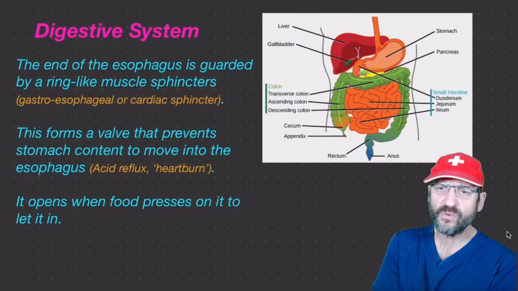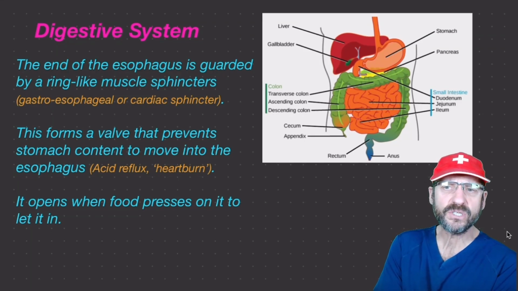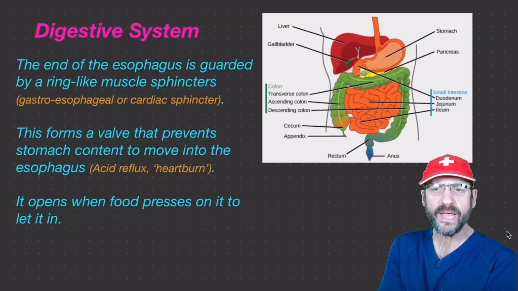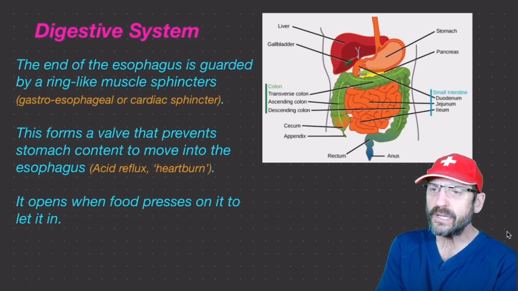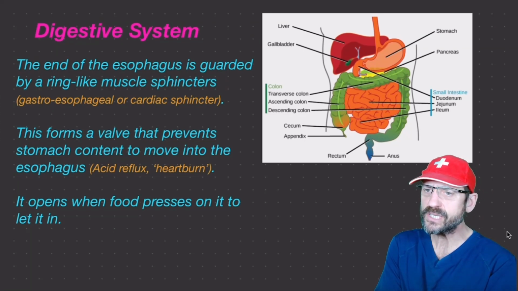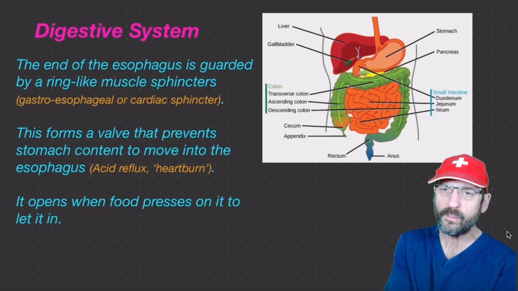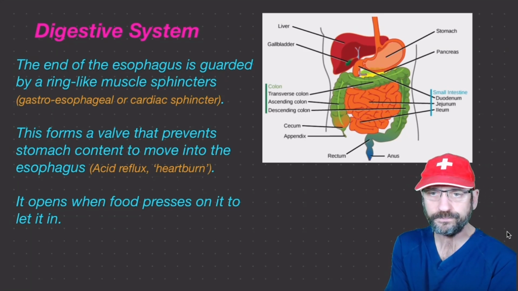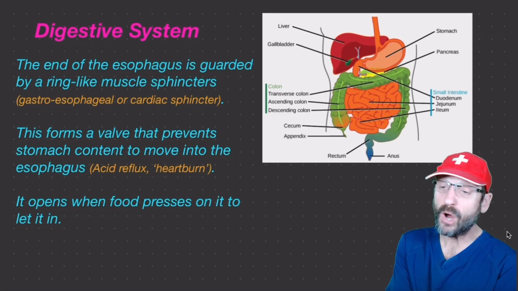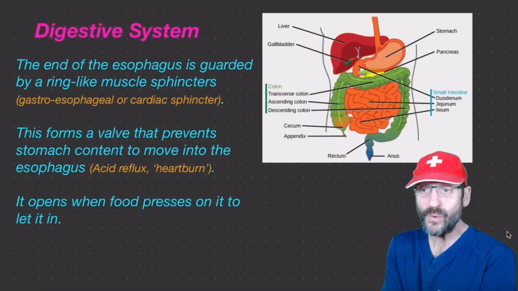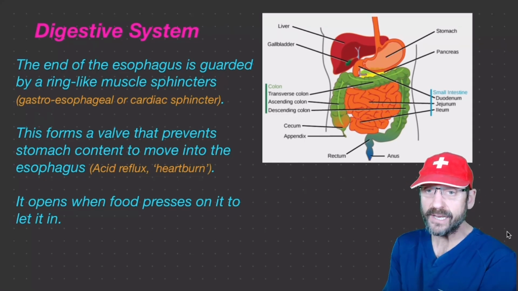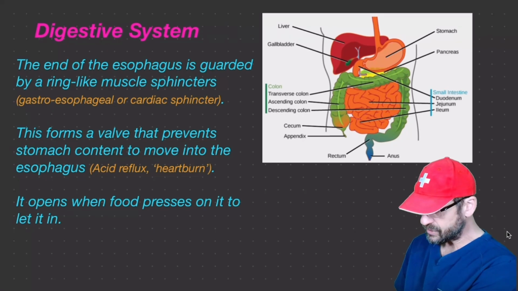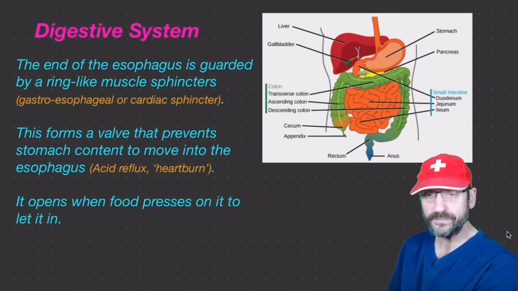This sphincter forms a valve that prevents stomach content from moving into the esophagus, because the stomach content is very acidic. And if it does move up, it gives us this acid reflux, or what we call heartburn. Of course, the sphincter also needs to open and let the food in, and it does that reflexively when the food presses on it.